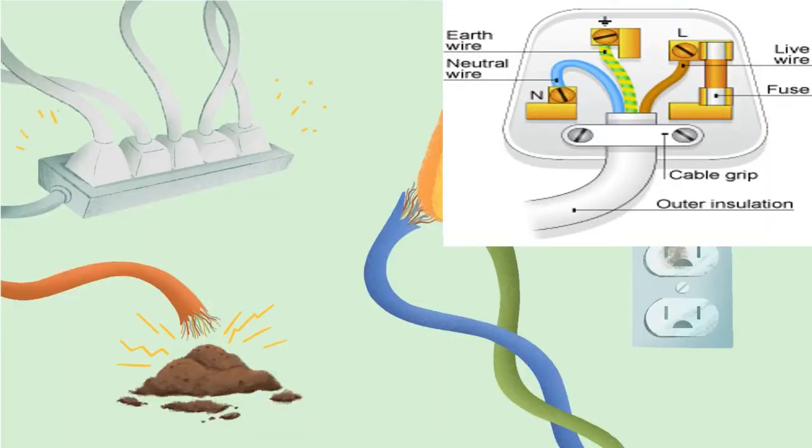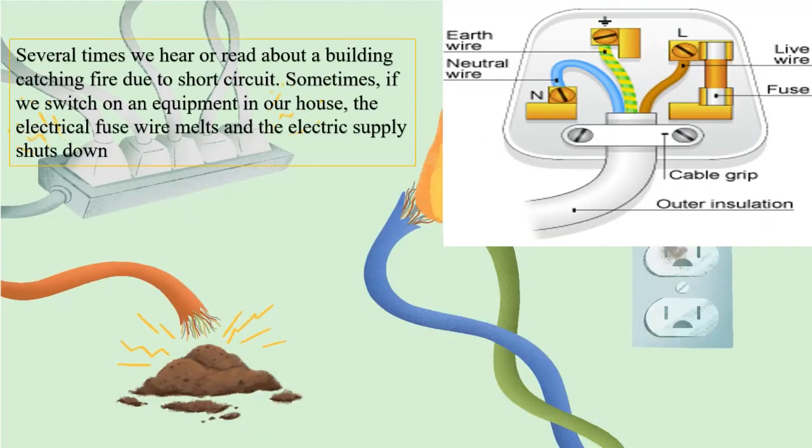Now let's understand a very interesting topic that is there in your textbook. Several times you have heard about buildings catching fire due to short circuit. Sometimes if we switch on an equipment in our house, the electrical fuse wire melts and the electrical supply shuts down. Right? It happens many times that we switch on a button and suddenly the lights of the whole house go off. So what is actually happening there?